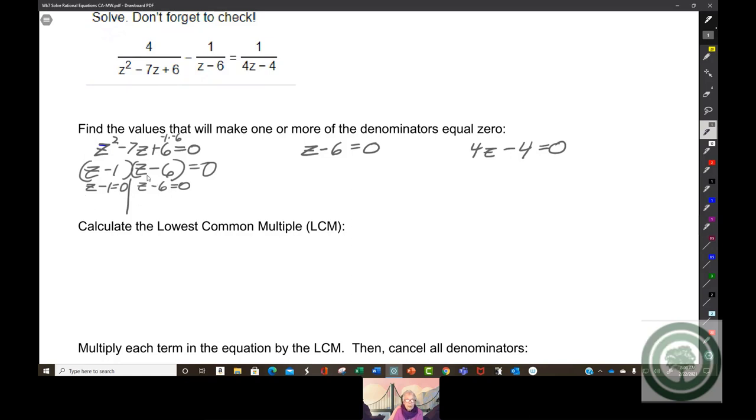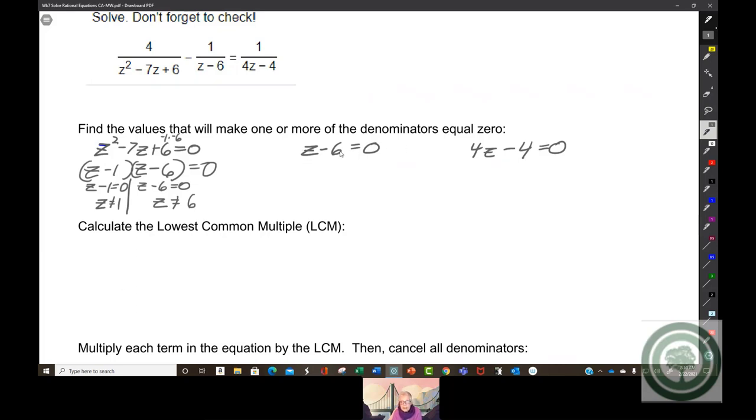And then go through my whole process. I'll add 1 to both sides here, so z is going to equal 1. I add 6 to both sides here, so z is going to equal 6. But that means I cannot allow z to equal 1, and I cannot allow z to equal 6.